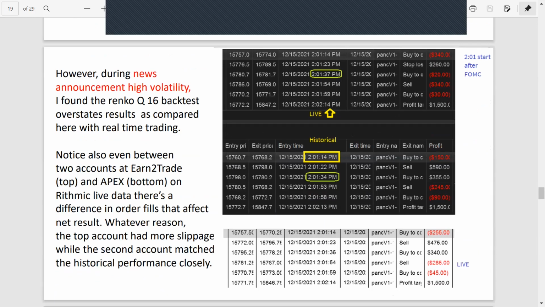And so there is another thing about high volatility: you cannot expect to backtest with high accuracy. So I found out, for example, on trading the Q16 bar and comparing with backtest, that there was a significant difference because of the super fast dynamics of trading during a news announcement. In this case it was December 15th for the FOMC.